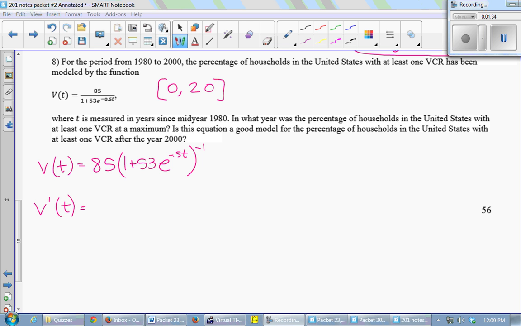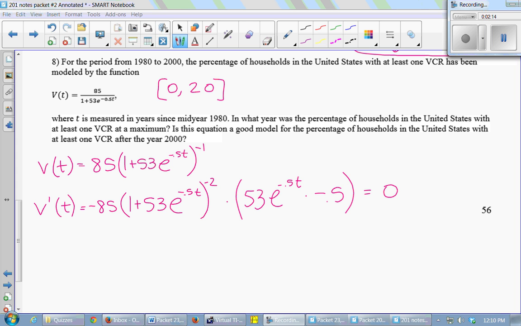So I have some stuff raised to the -1, so I'm going to use the power rule on the stuff, bring that -1 down, and I get -85 times the stuff, just copy this stuff down, to the -2. And then I have to multiply by the derivative of the stuff, right? So the derivative of the stuff in parentheses here, the derivative of 1 is 0, that goes away. And then the derivative of 53 e to the negative 0.5 t would be 53 e to the negative 0.5 t times negative 0.5 for the chain rule. And then I have to set that whole thing equal to 0 and solve it.